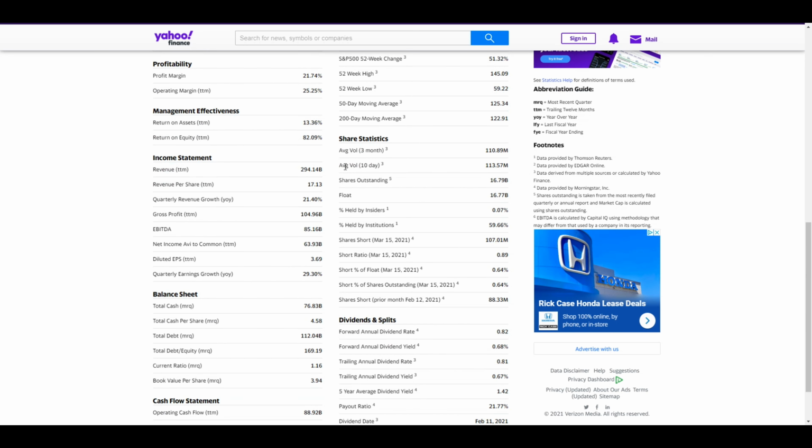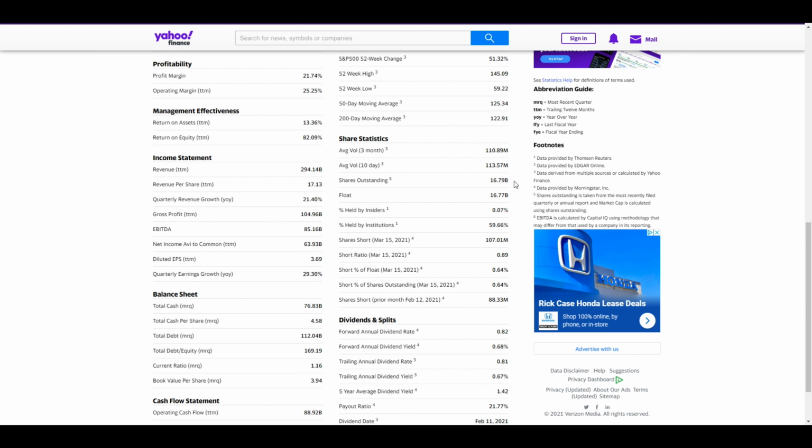Here's the share statistics. So the average volume in the last 3 months has been 110 million. This means how many shares have been exchanged. So you can see this is a huge number. 110 million shares have been on average exchanged each day for the last 3 months. And then the average volume in the last 10 days has been 113 million, so slightly above the 110, meaning that there has been a little more activity in the trading of Apple's stock than in the last 3 months.